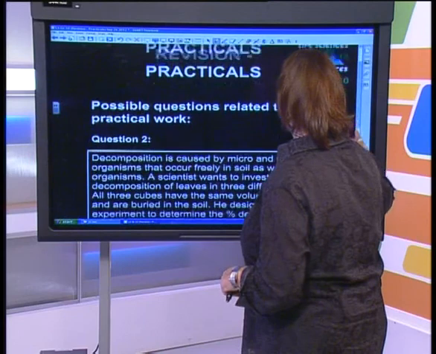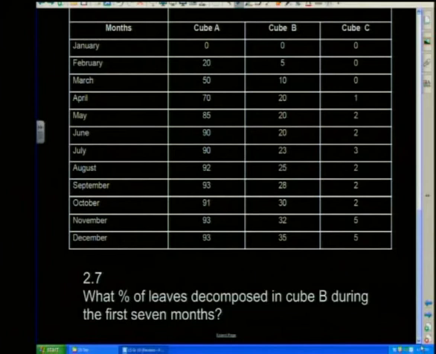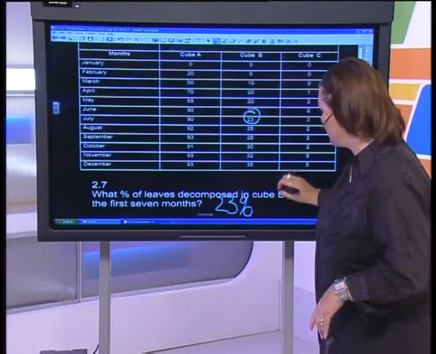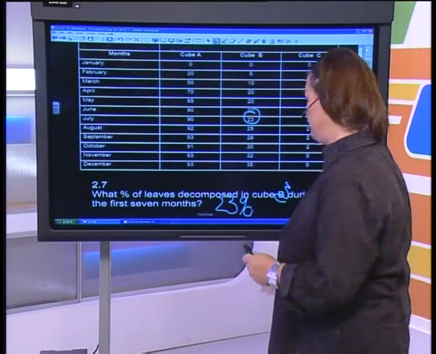Our next one, I think, is a very simple question. What percentage of leaves decomposed in cube B during the first 7 months? 7 months is July. So if we have a look here, what percentage? Have a look over there in cube B. July is the 7th month. There we go, nice and easy. 23. Do not forget your units of measurement: percent. And remember, look for cube number B. Read your questions carefully and thoroughly.